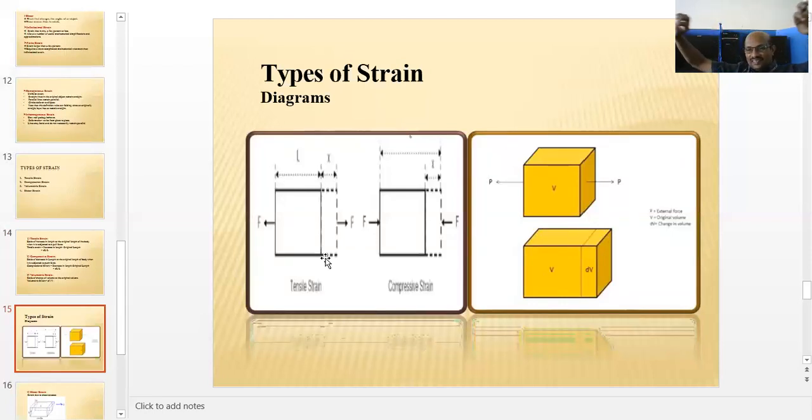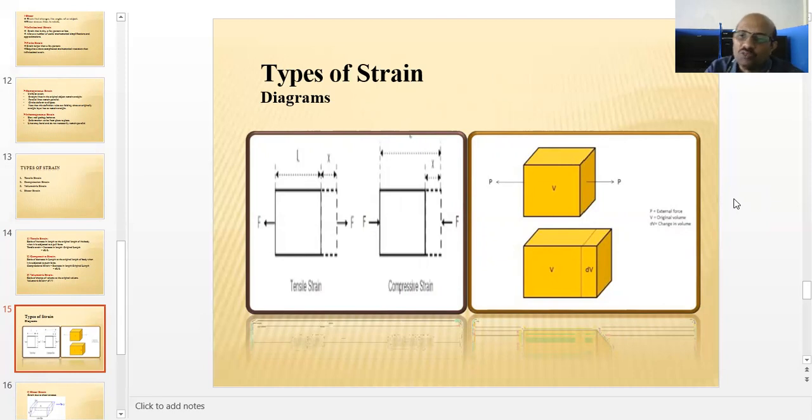So the change in length is the resultant. Here I have clearly shown the tensile stress being applied. Sorry, the compressive force direction is shown wrong in the figure. Here we have an increase in length, that is tensile strain. Sorry, here is the compressive strain.